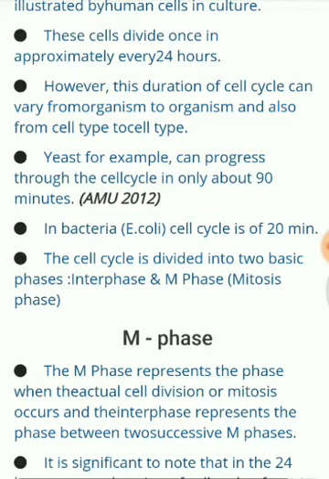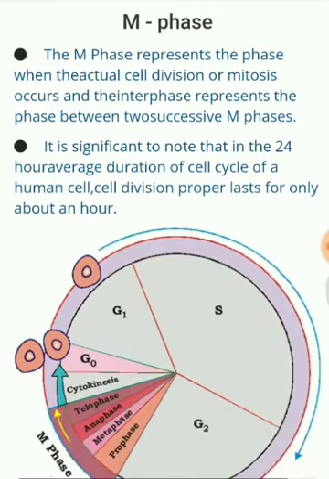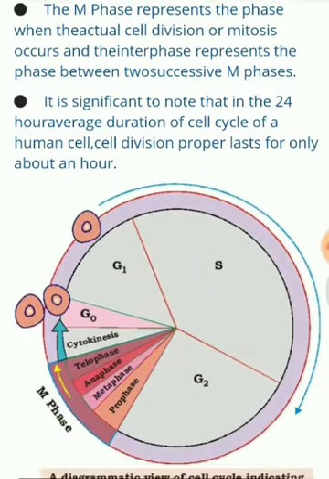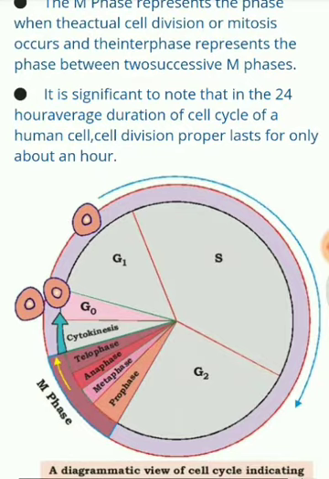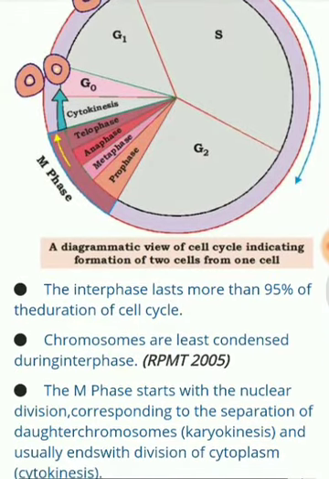The cell cycle is divided into two phases, interphase and the mitotic phase, or M phase. The M phase represents the phase when the actual cell division, or mitosis, occurs. The interphase represents the phase between two successive M phases. It is significant to note that in 24 hours, the average duration of the cell cycle of a human cell, division will last only about an hour. The interphase lasts for more than 95% of the duration of the cell cycle.